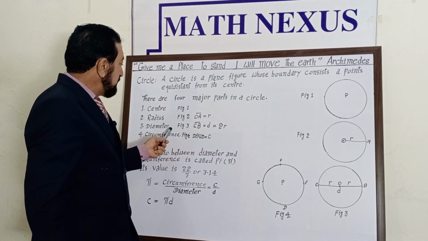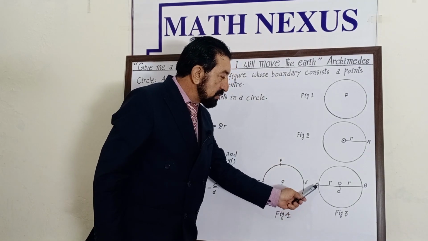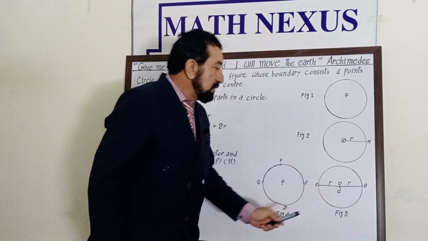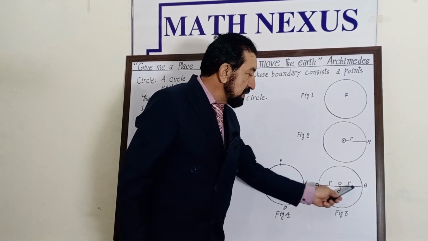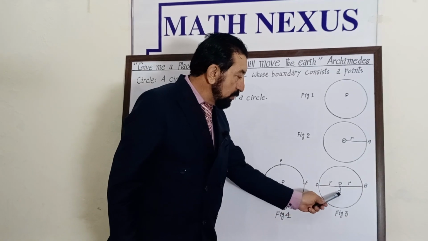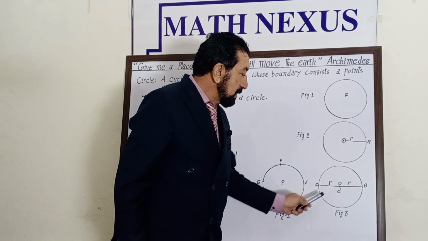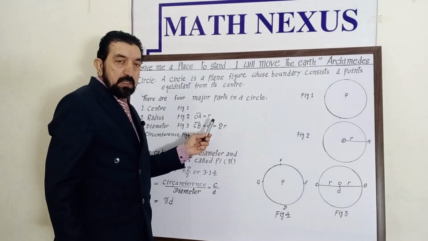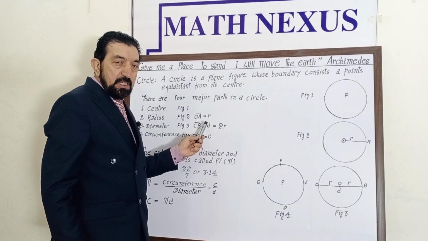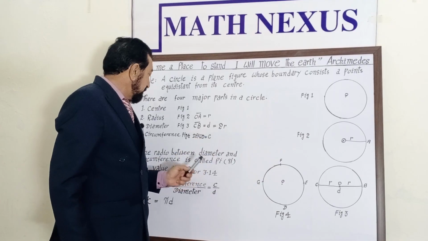Third, diameter, as in figure 3. Diameter is C to B, or B to C. This line is called diameter, denoted by D. This is 1 R, this is 2 R, as D equals 2 R. Diameter equals 2 radius, or 2 R.